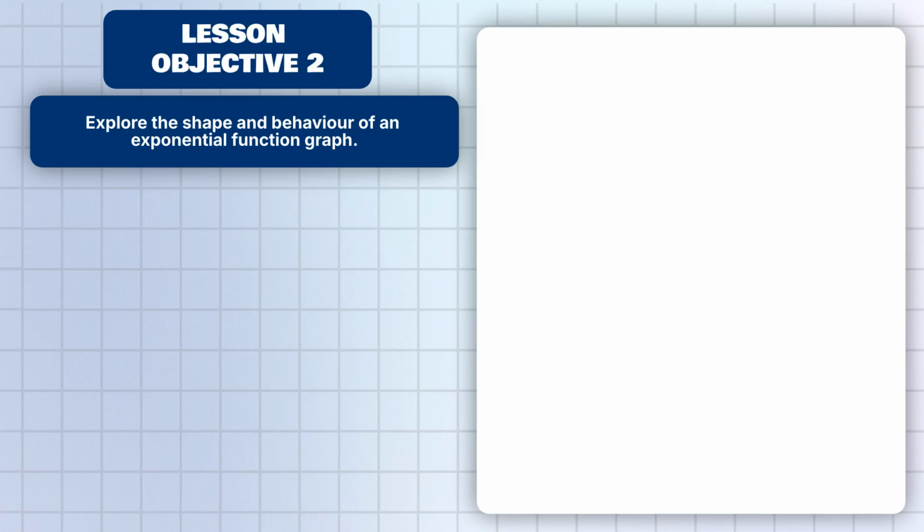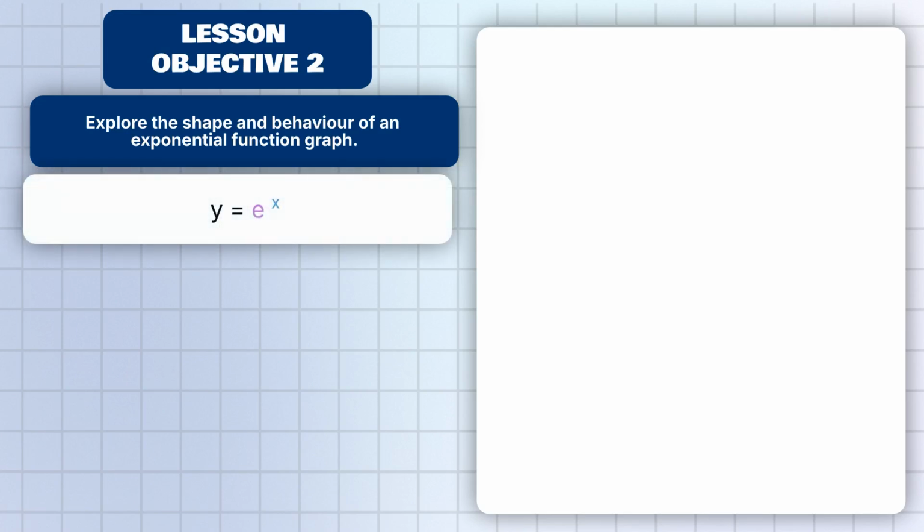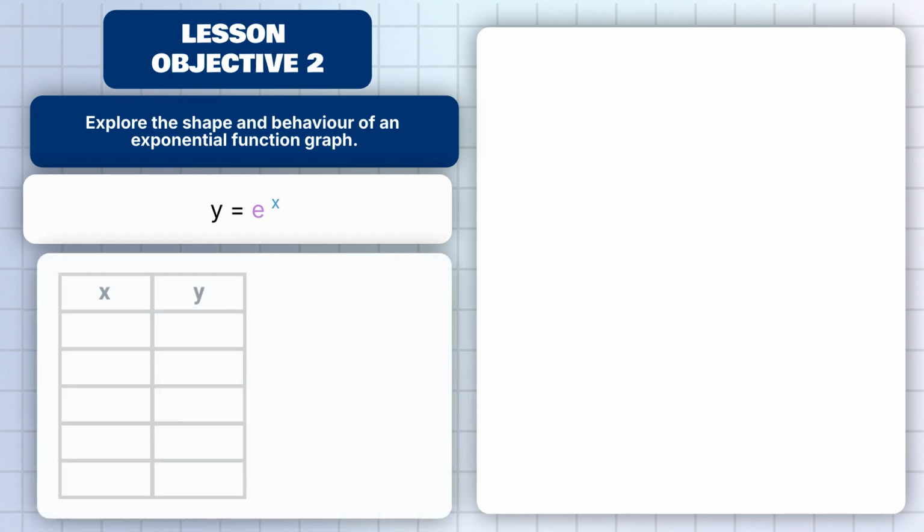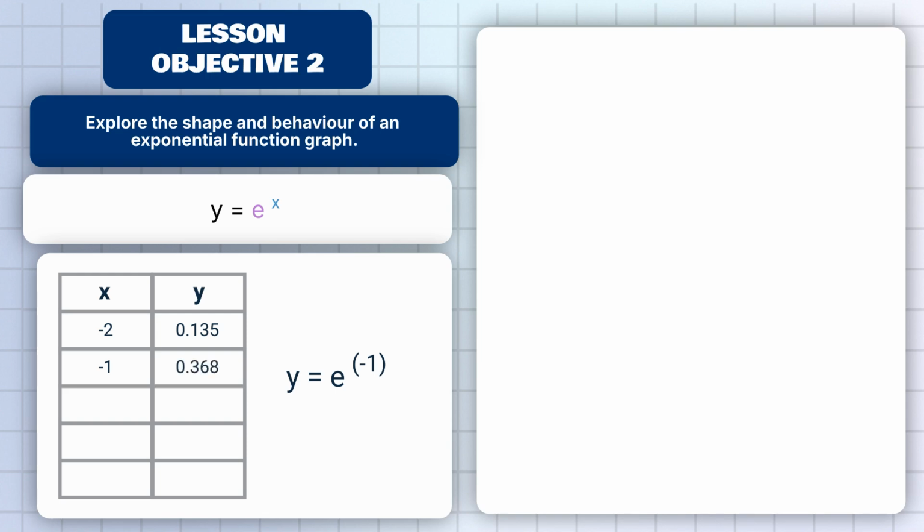Let's explore the exponentially growing function y equals e to the power of x by working through a table of values and plotting its graph. Let's start with a few values. When x equals -2, then y equals e to the power of -2, which approximately equals 0.135. When x equals -1, then y is equal to e to the power of -1, which approximately equals 0.368. We complete the table for x equals 0, x equals 1, and x equals 2.